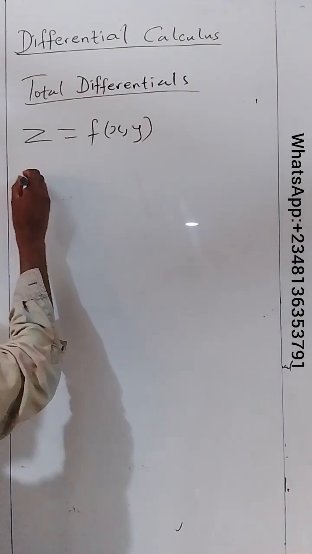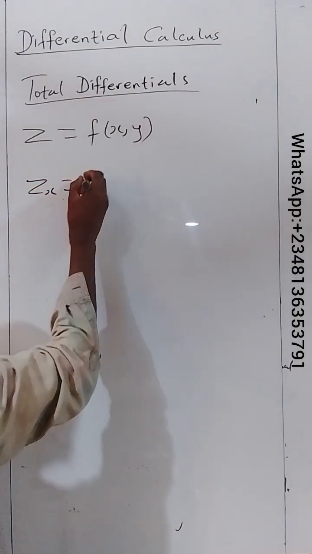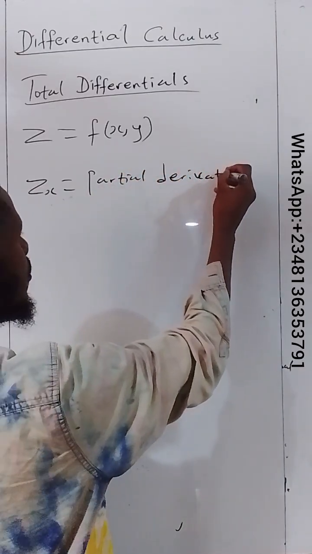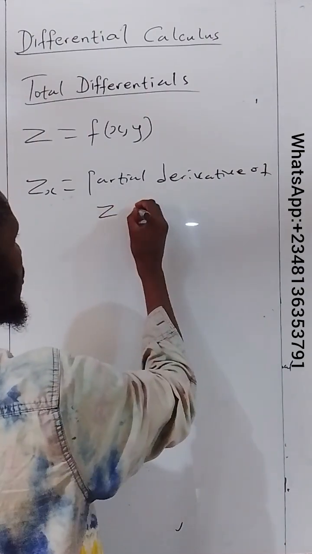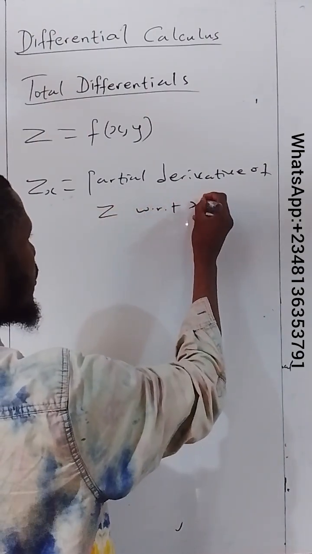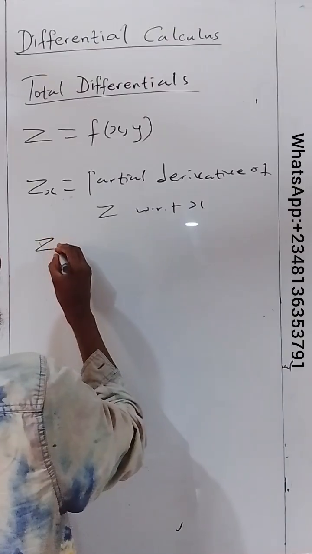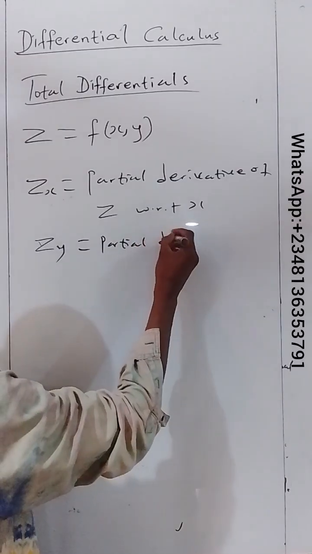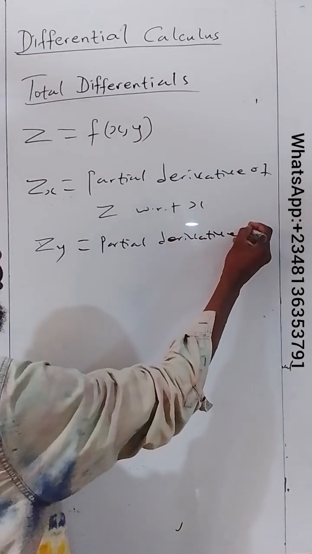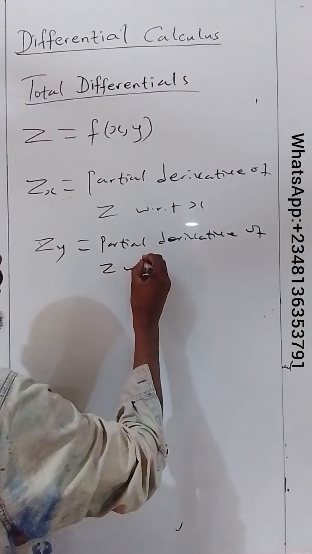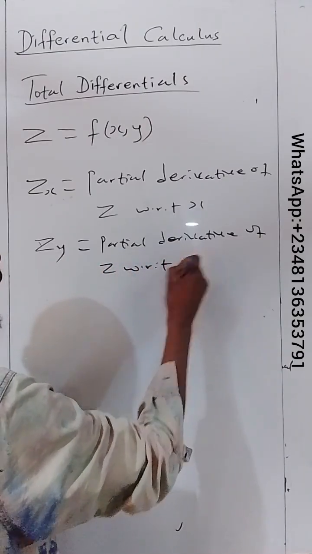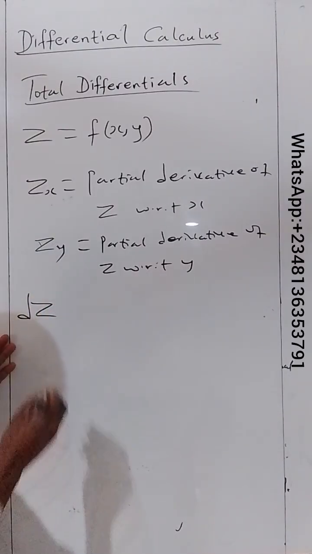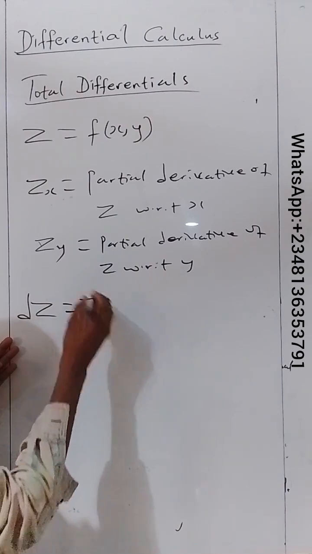Let's assume we have a function that involves one dependent variable z and two independent variables x and y. If you let z sub x be equal to the partial derivative of z with respect to x, and we also let z sub y be equal to the partial derivative of z with respect to y.